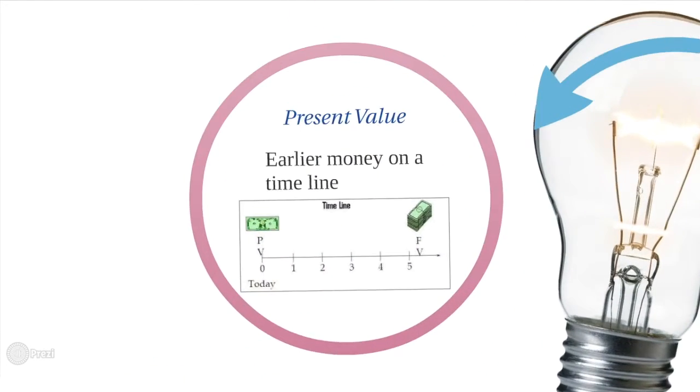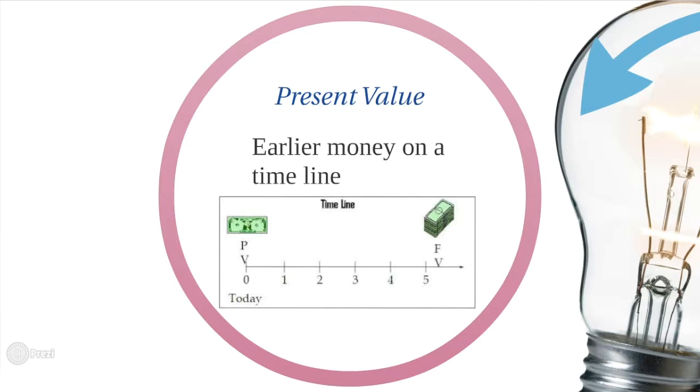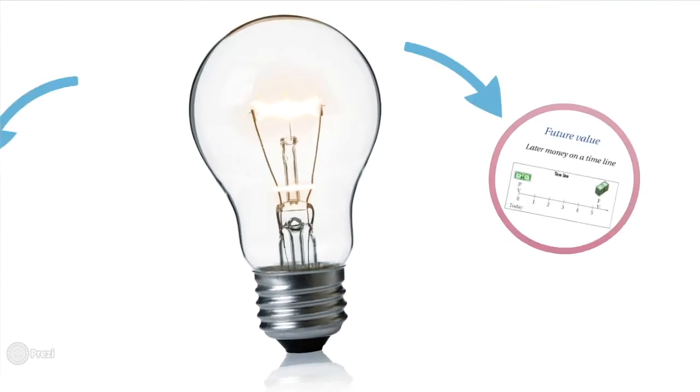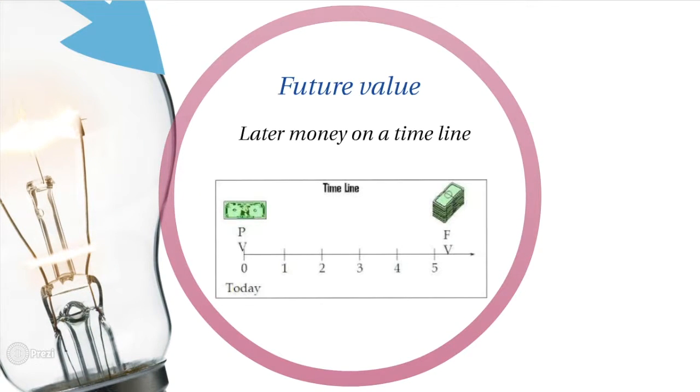Now, I will start with some key terms. First, the present value refers to the earlier money on a timeline. So PV is the current worth of a future sum of money in period 0, as we can see from the picture. The future value is what the dollar or amount of money will be worth if it earns interest for a specific time.